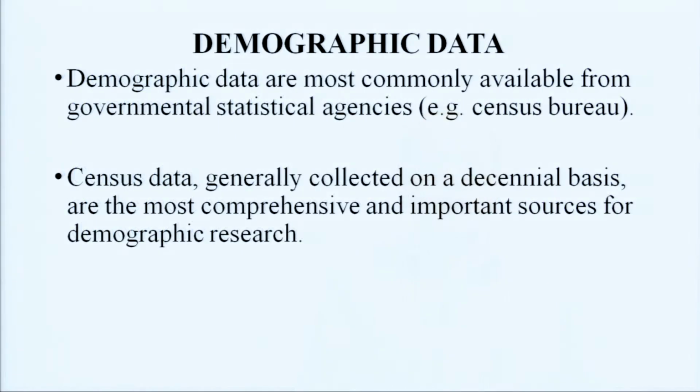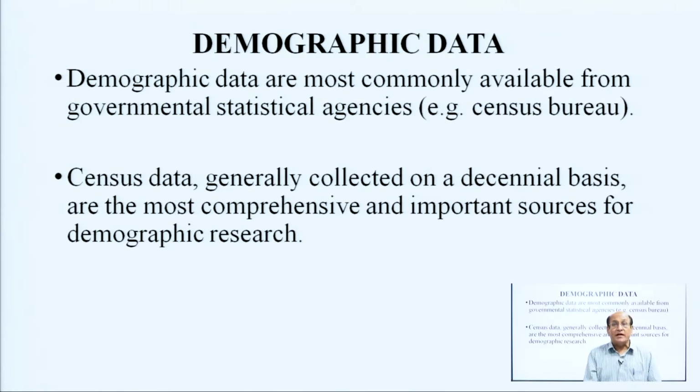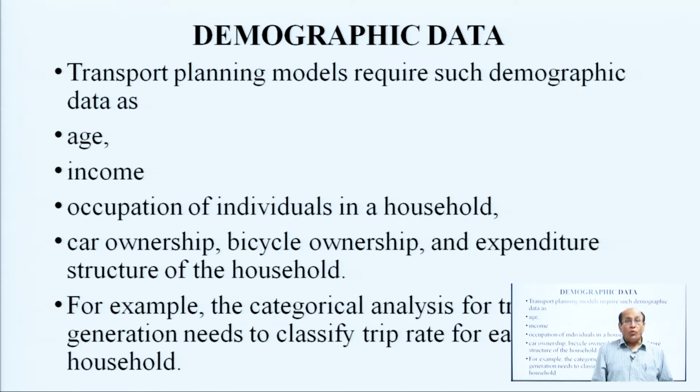Now, come to the demographic data. Demographic data are most commonly available from government statistical agencies, the Census Commissioner and the Office of the Director General Census. Census data, generally collected on a decennial basis, are the most comprehensive and important source for demographic research. Transport planning models require such demographic data as is.